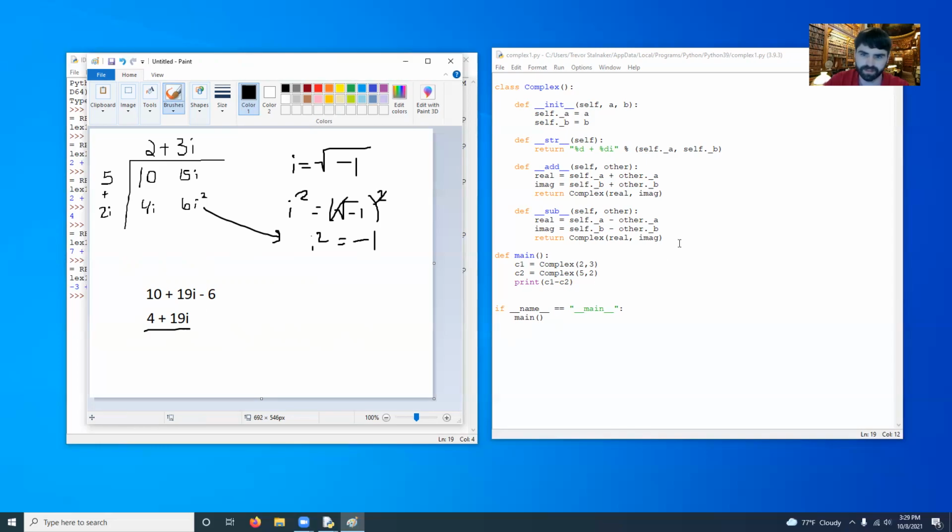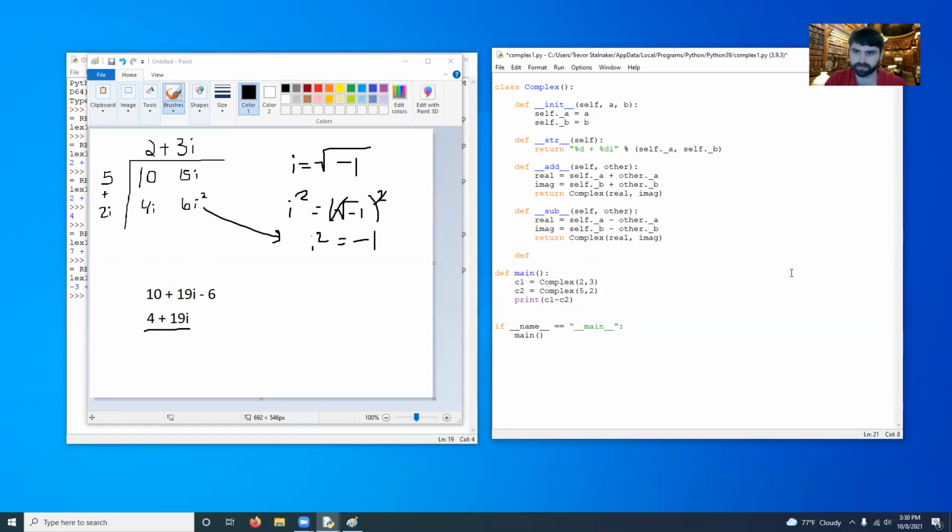All right, let's try to code that up. And maybe looking at it in the code, it'll make more sense. It's just called the mul method, mul for multiply. It's going to be of the same form as the last two that we did. And we're also going to return a complex number of the form real and imaginary. But the steps we're going to take to get there are going to be a little bit more complicated.